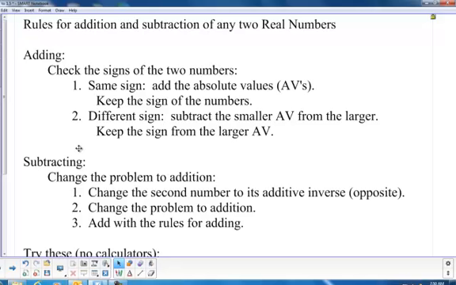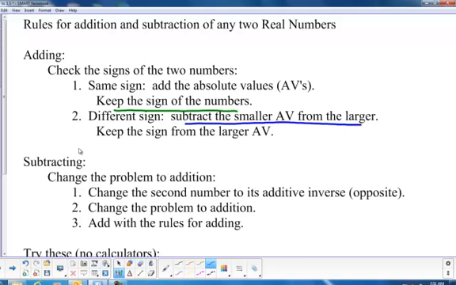All right, when you are adding real numbers, if it's the same sign, you just keep that same sign in front of the numbers. So 2 negatives add to give you a bigger negative. If it's a different sign, I always make it plus a negative. And then what you're going to do is subtract the smaller absolute value from the larger absolute value. So that would be your answer, and then you would keep the sign from the larger one.